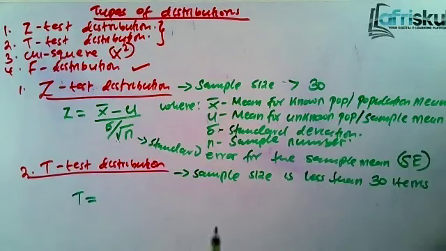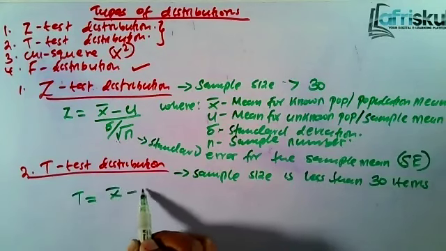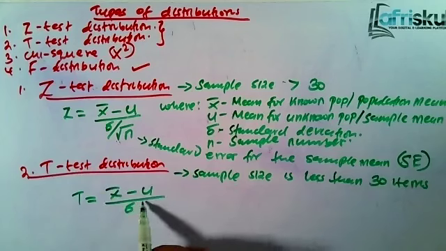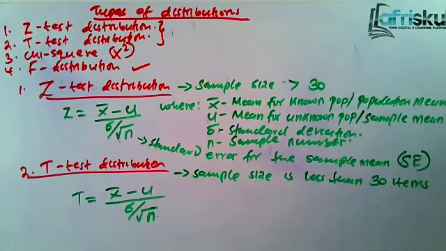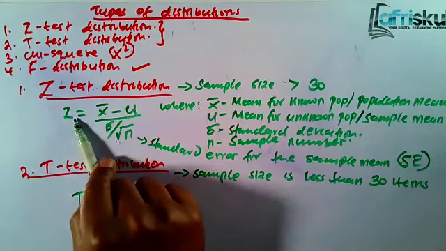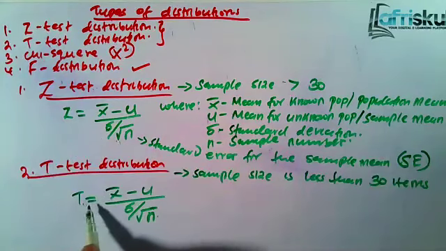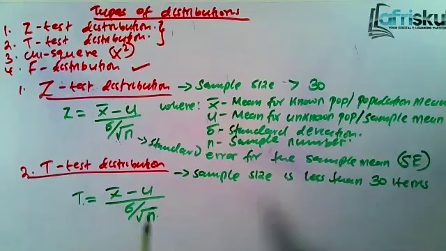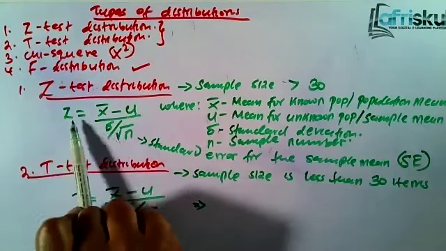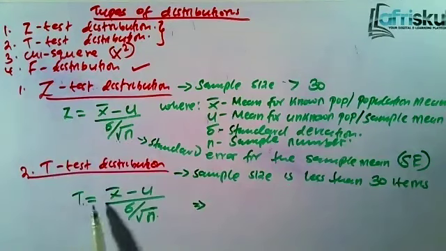And how do we get T? For the T-test, the formula is the same: X bar minus U over the standard deviation over the square root of N. The formula is still the same. The only difference is that for Z, you use the Z table, but for T, you use the T distribution table.